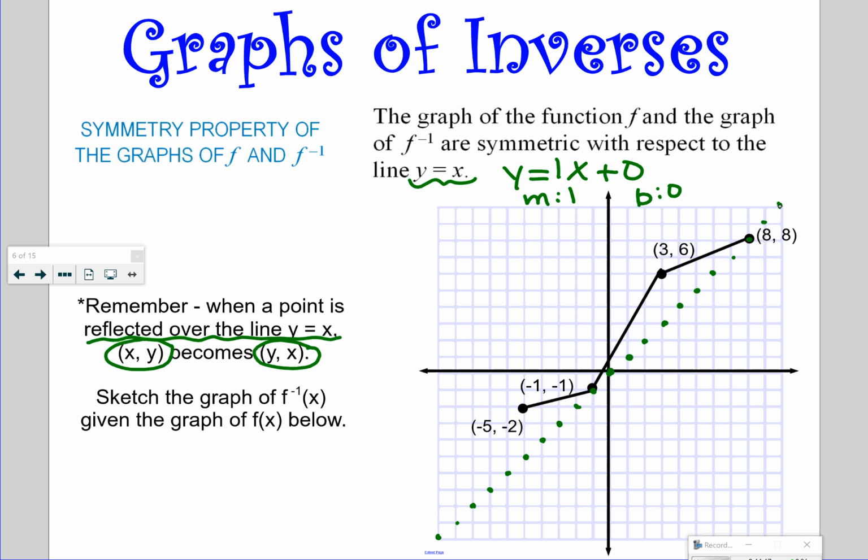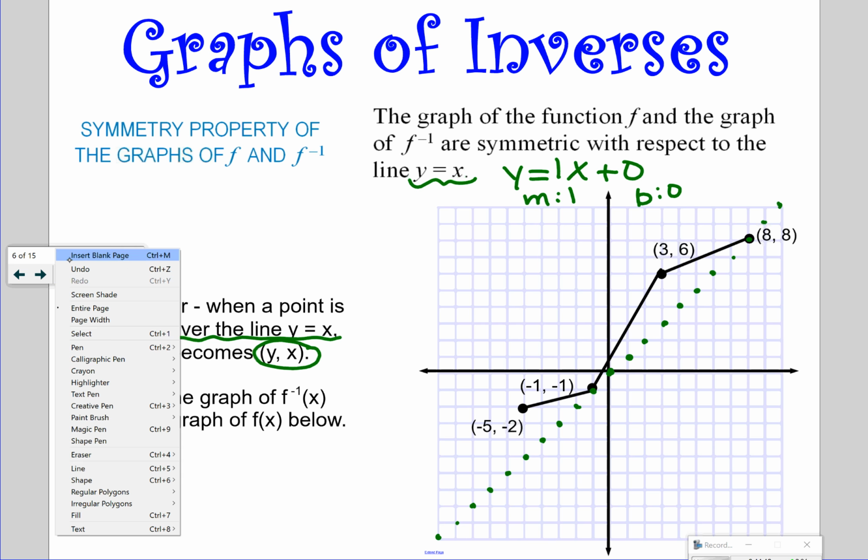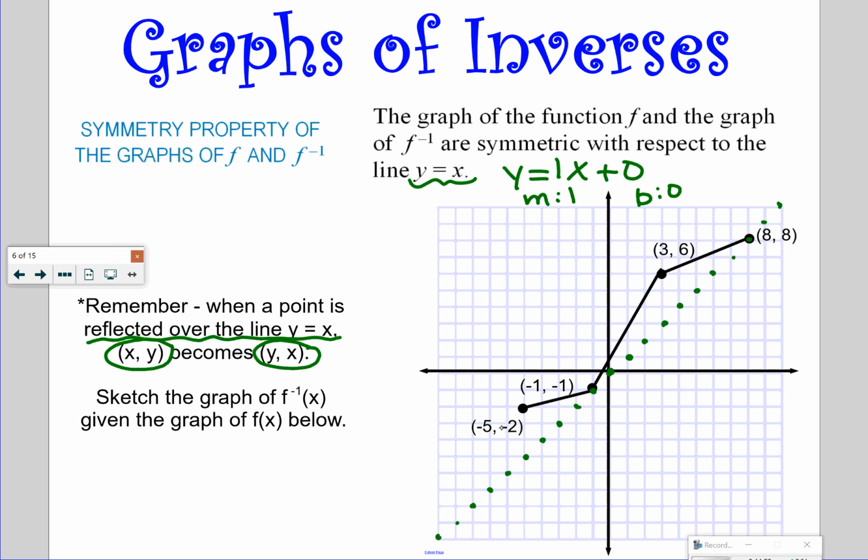Okay, so here I've got some points labeled for you already. All we're going to do is switch our coordinates. So we'll start with negative 5, negative 2. If I want to find the inverse of that point, I switch the coordinates. So it becomes negative 2, negative 5, and I'll label it. Okay, and you can see that reflection that's happened here.